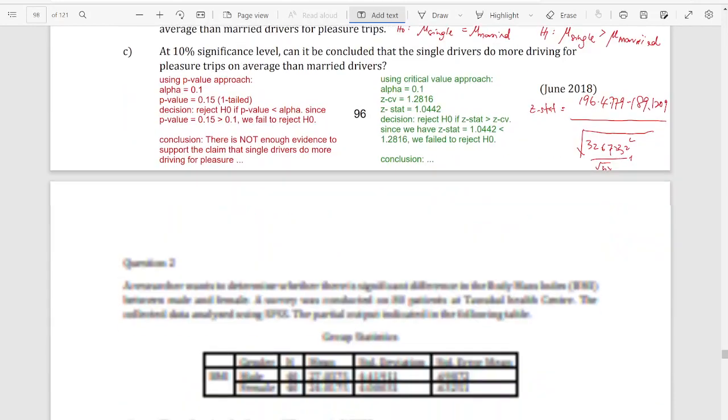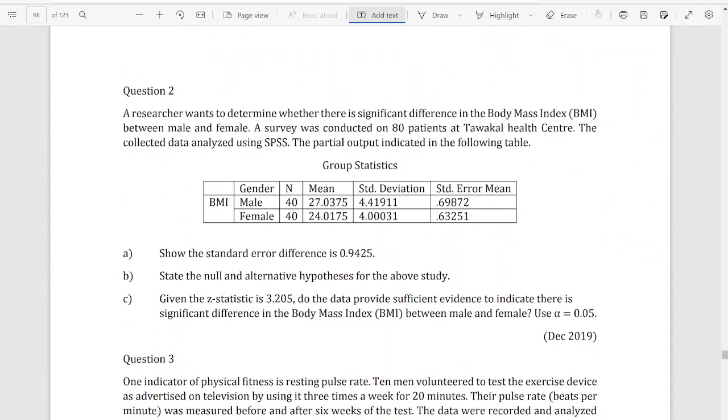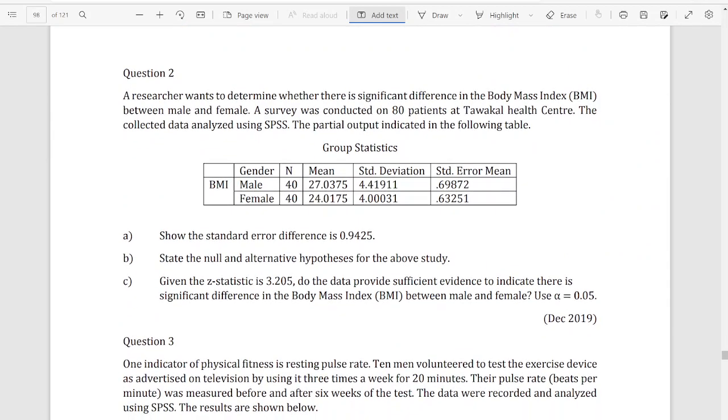Any questions so far? Okay, so question number 2 is more or less the same, because if you look at it, the question is about the same. There are male and female, and then the source shows the standard error is 0.9425. So in this case, you have to show that the standard error is equal to 0.9425.